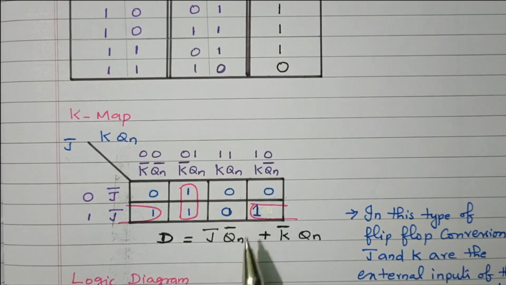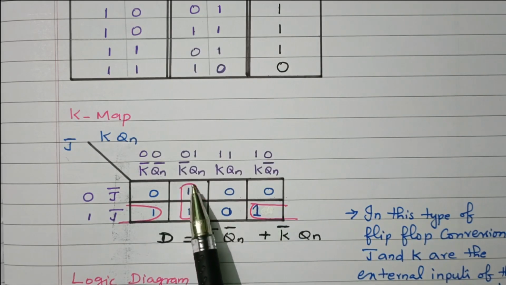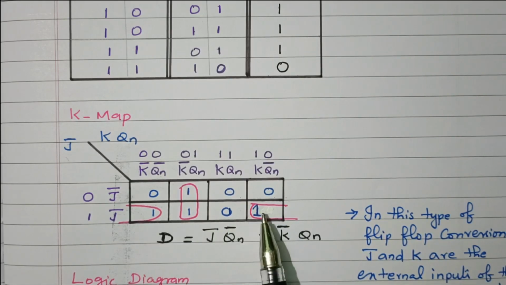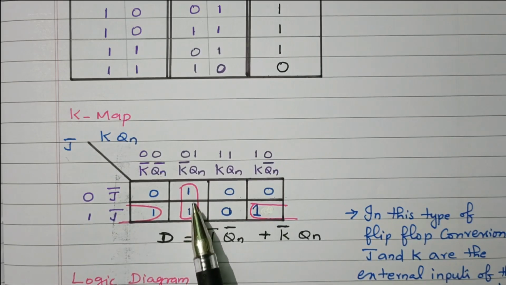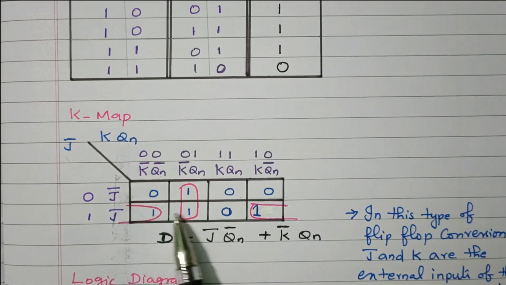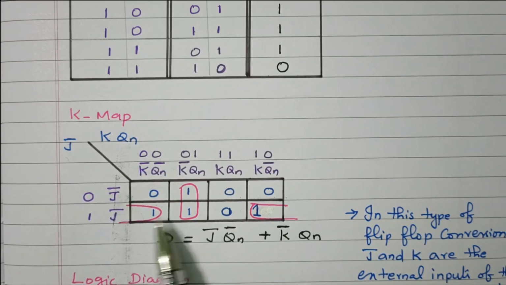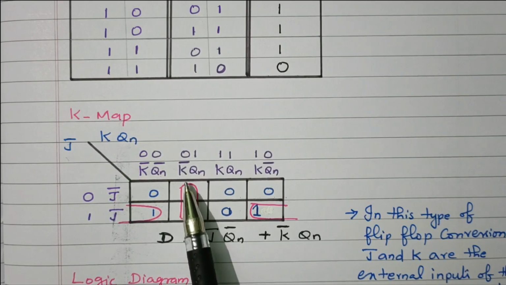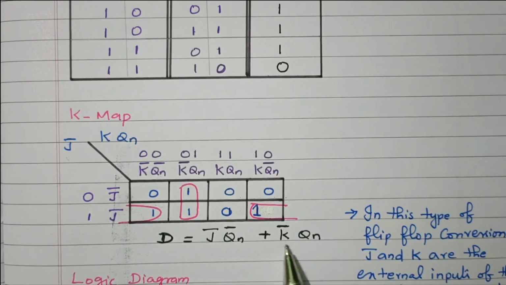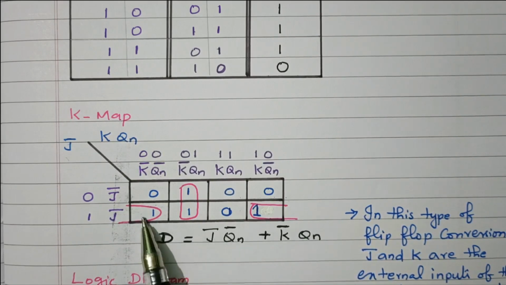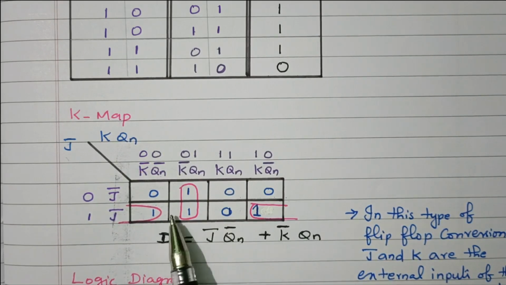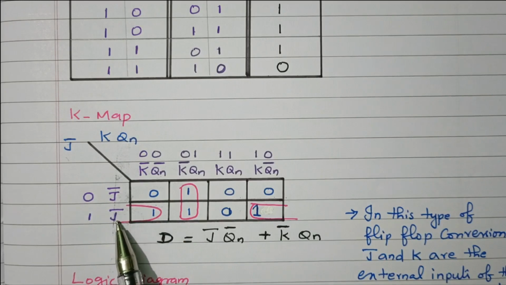So there are 4 ones available. So these 2 ones are combined together and these 2 ones are combined together, right and left. While combining these 2 ones, we have to refer to the corresponding first row and second row. J bar, J got cancelled. Then the corresponding second column, K bar, Qn. So one input is K bar, Qn. While referring to these 2 ones, they are available in the second row. So it is J.